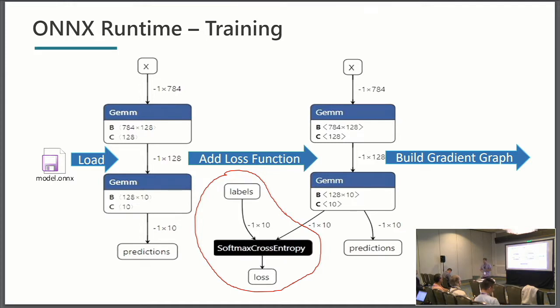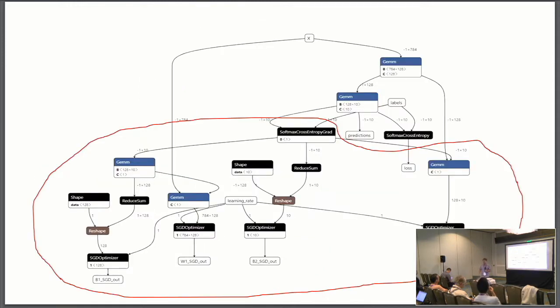ONNX was initially designed for inference. Originally, ONNX Runtime receives the inference graph, just a forward graph. Now, ONNX Runtime still receives the forward graph. After that, we add a loss function, then build the gradient graph based on the forward graph and attach the optimizer. After that, we get the whole training graph, and it runs the same as inference, just a graph.